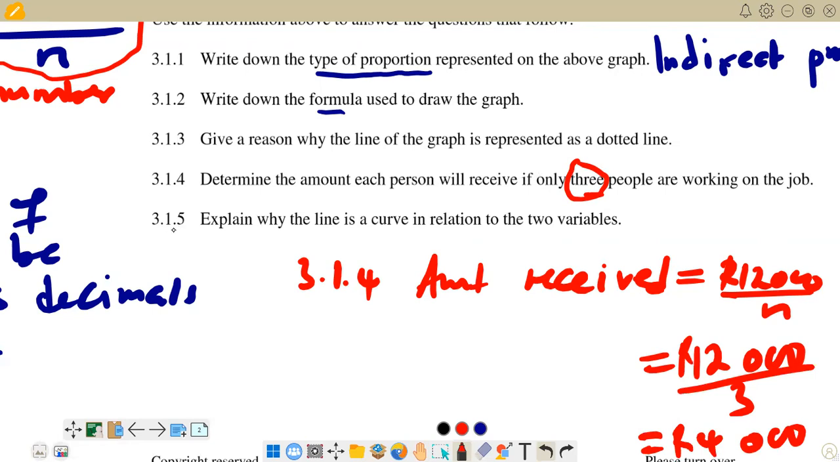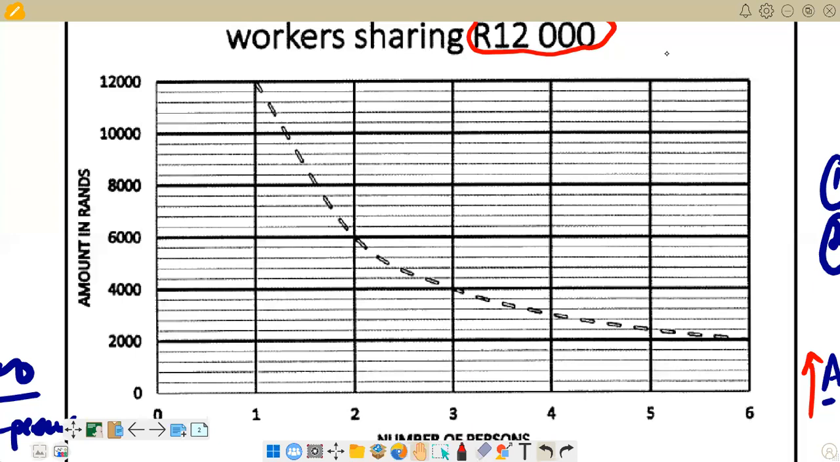Then the next one is 3.1.5, saying explain why the line is a curve in relation to the 2 variables. So this is the next question that we have. This is the graph that we have, and the question is asking us why it is a curve in relation to the 2 variables. The variables that we have are amount in rands and number of persons. So these are the 2 variables. So they are saying, why are we having a curve?